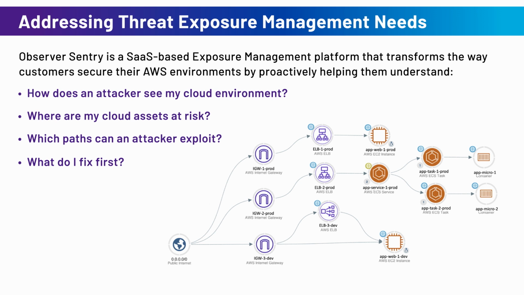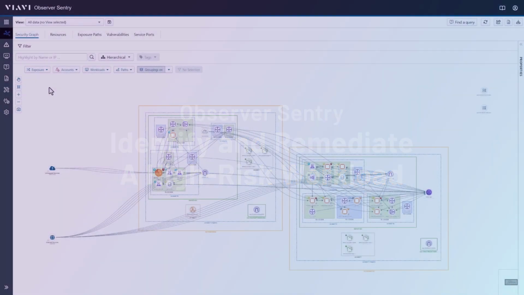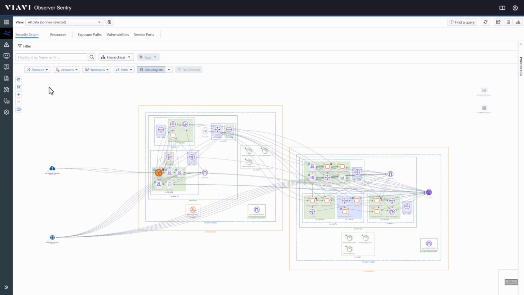This video demonstrates one example of how your team can cut through the noise and immediately identify and remediate a high-risk workload. Cloud environments can be complex and dynamic. In this simple demonstration environment with 2 AWS accounts and a handful of resources, mapping out all the assets and relationships isn't a trivial task.